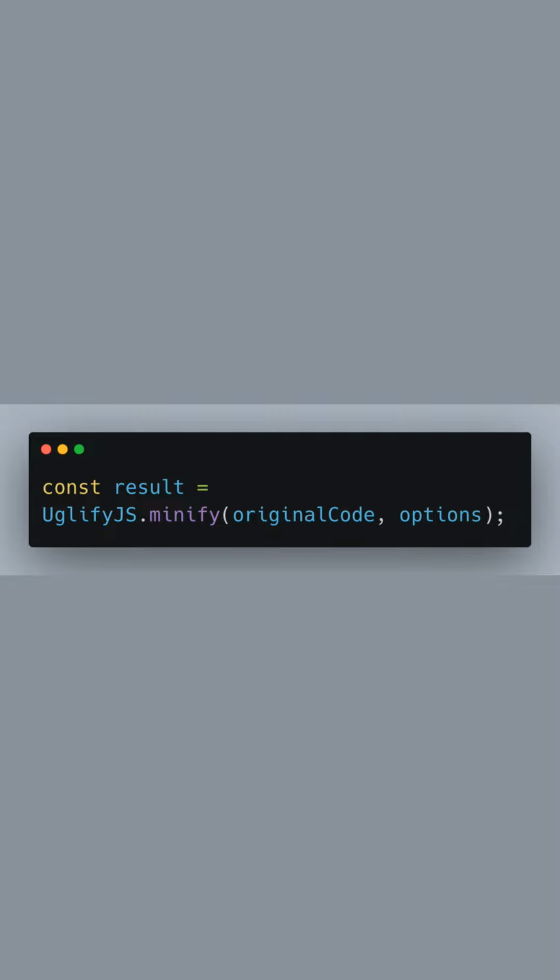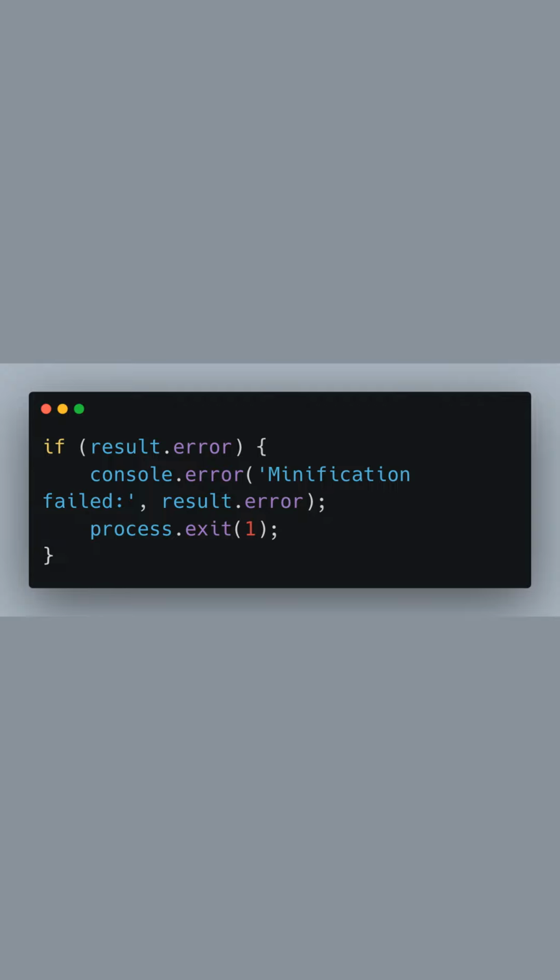With our setup complete, we call UglifyJS.minify with our original code and options. This returns an object, result, which contains our minified code and the source map. Before proceeding, we check if the result object contains an error property. If minification fails for any reason, we log the error and terminate the process.